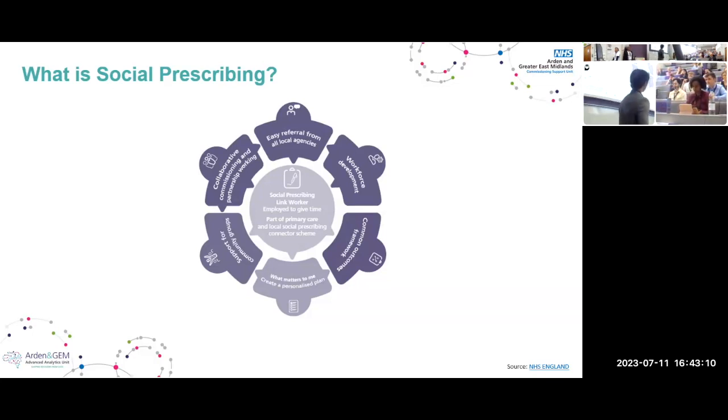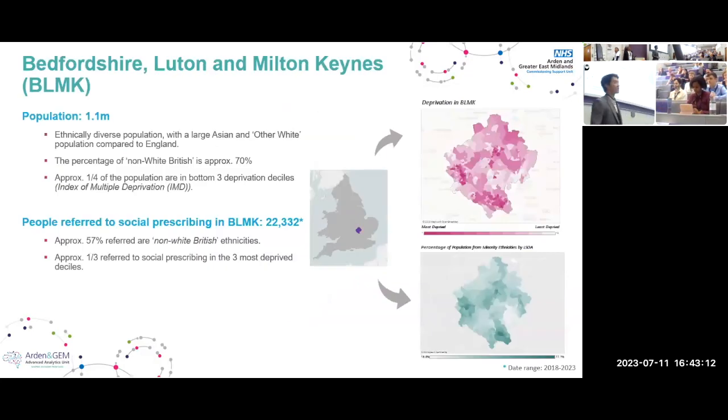But yes, let's launch into the particular context of our case study. So we looked at the population of Bedfordshire, Luton, and Milton Keynes, which has a population of around 1.1 million people. In terms of its ethnicity breakdown, there's a larger Asian and other white ethnicity breakup, and the non-whites actually make up around 70%. So if you think about how representative they are for a typical ICB, they probably aren't representative. So we'll just have that in mind.